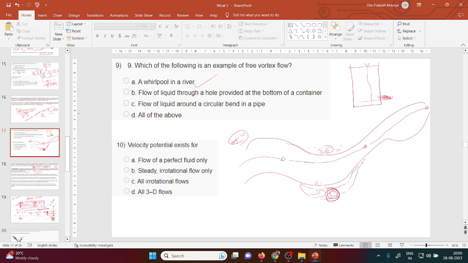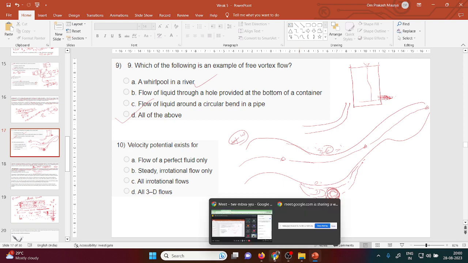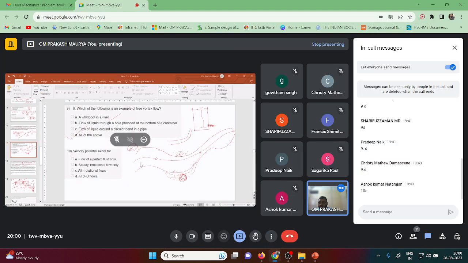Option C is the flow of liquid around a circular bend in the pipe, where this kind of phenomenon you can also see. That is the same case I have discussed here. So all options are correct for question number 9. I hope you got the concept behind free vortex and forced vortex flow. So please go and solve question number 10.